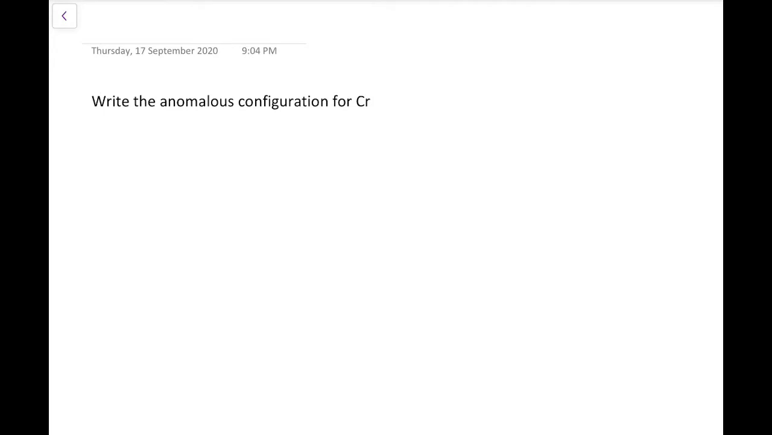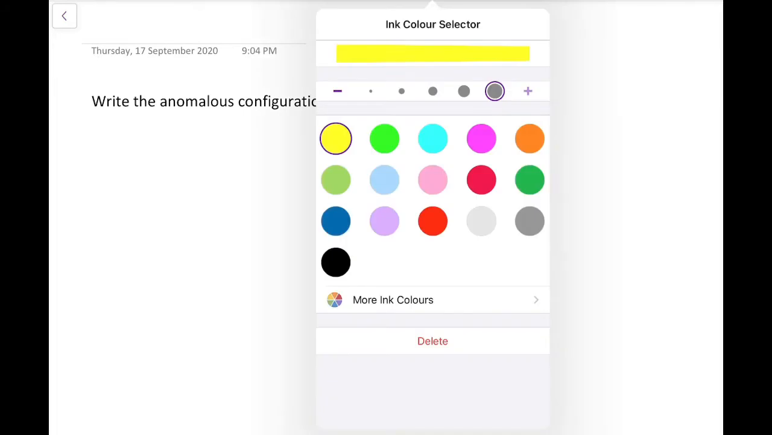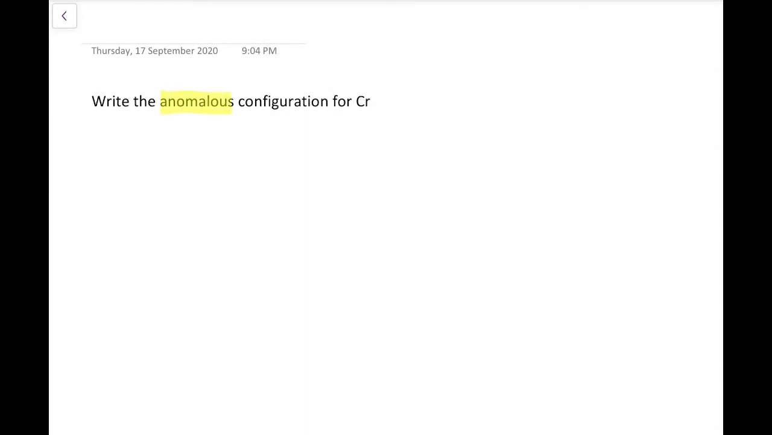So in this video, I will explain how to write the anomalous configuration for chromium. As we know, chromium consists of 24 electrons. So how to show the electronic configuration? Right, so what does it mean by anomalous? Anomalous means, in Malay, keganjilan. Supposedly it follows the Aufbau, Hund's and Pauli exclusion principles, but anomalous is a condition where it does not follow the principles.